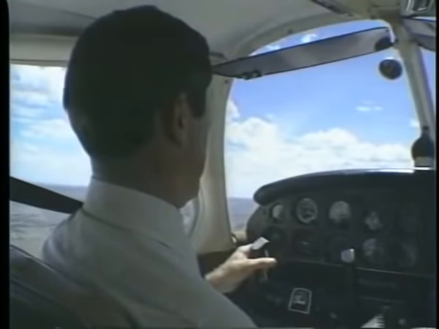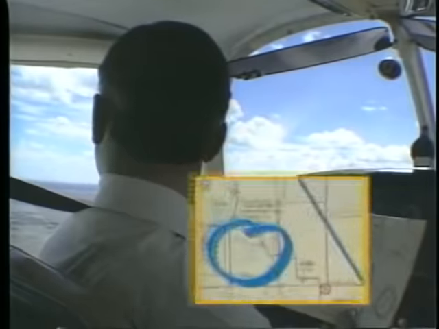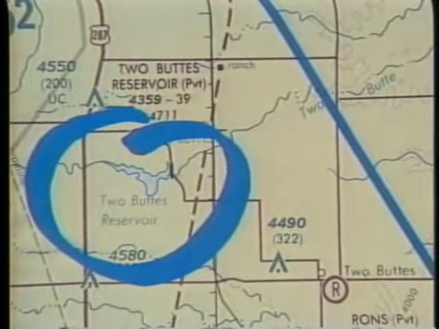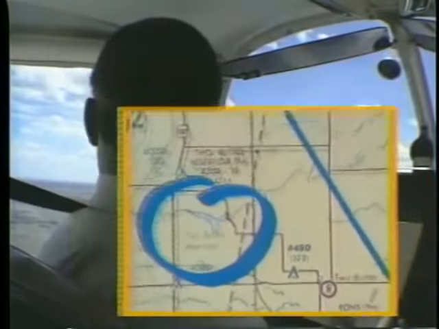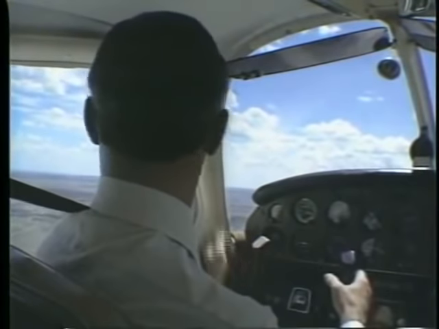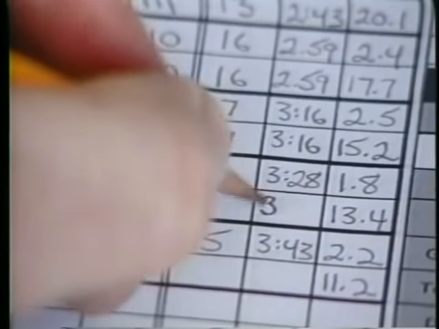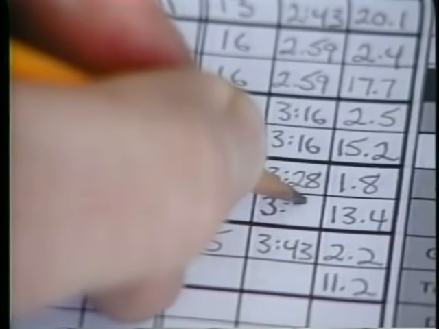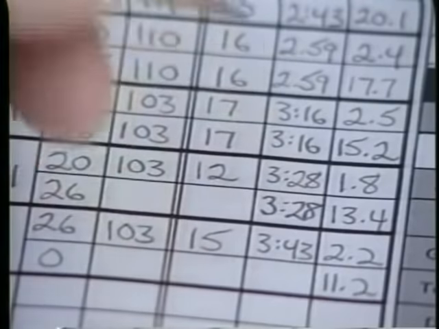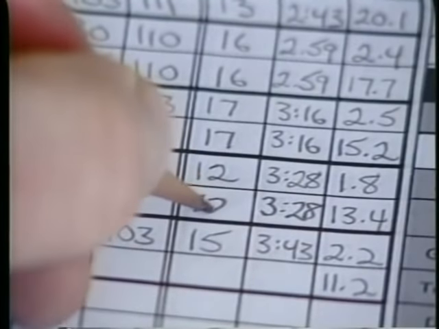There's the reservoir off to the left. At 28 past the hour, so I should be at Lamar in 15 minutes.